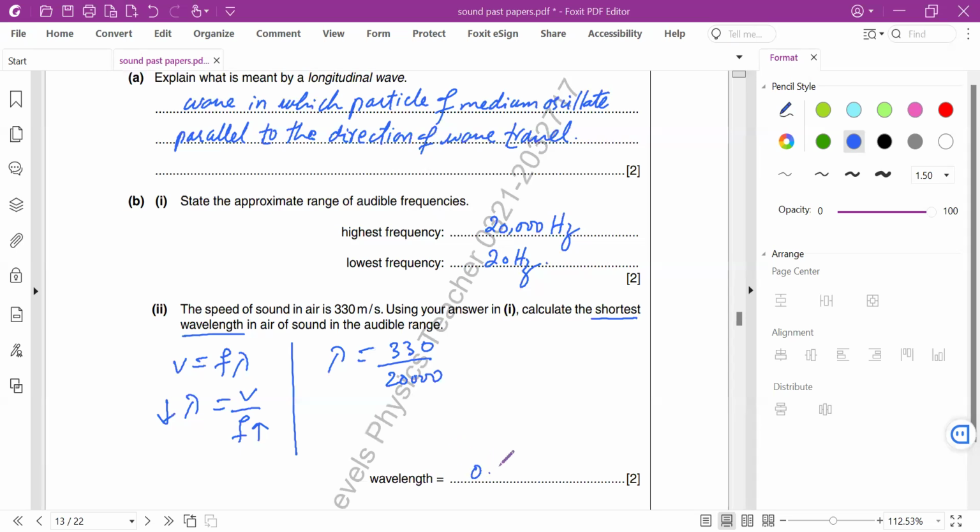So the wavelength is 0.0165 meter. The answer is to two significant figures.